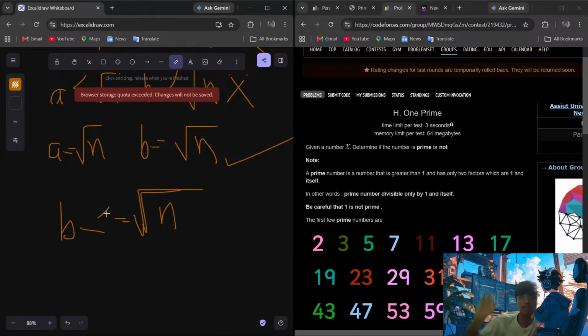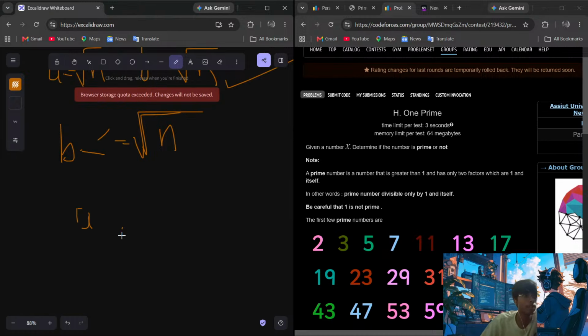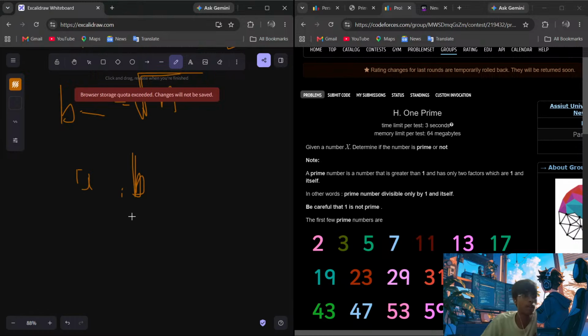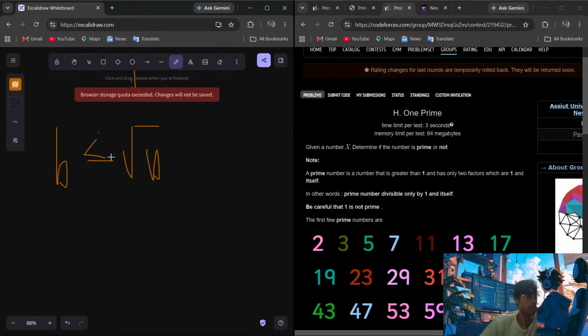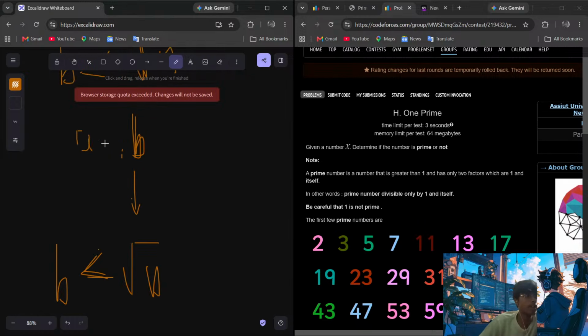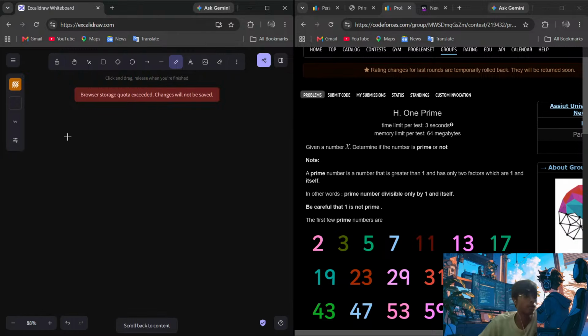Okay, if there is any number, and that number is a composite number, then we can get that composite number by multiplying two numbers, and those two numbers are basically the factors of that n. And if those two numbers are the factors of n, then one of the factors must be less than or equal to under root n.